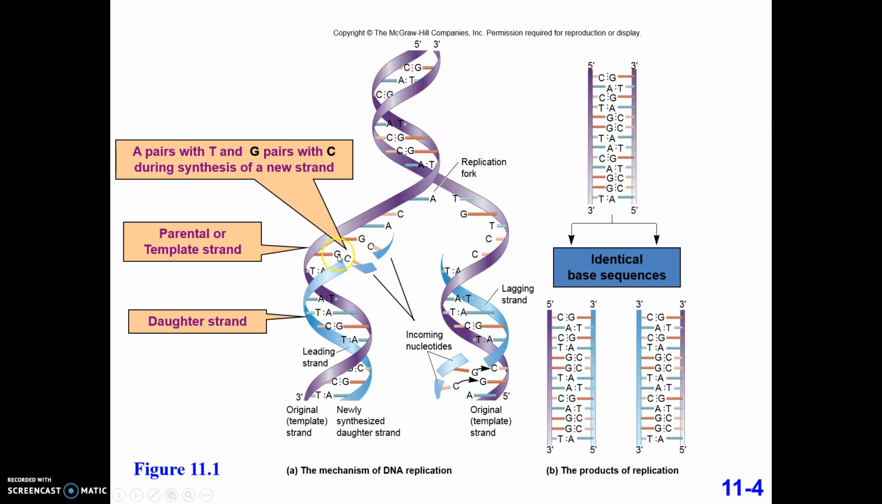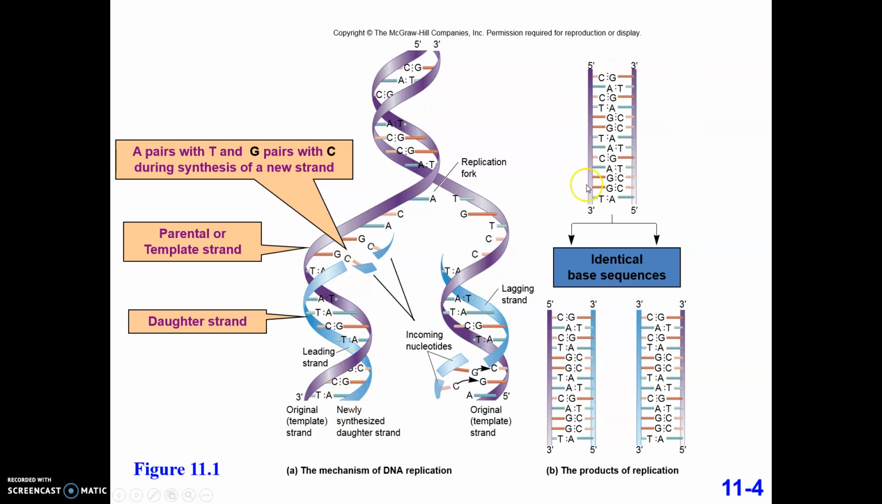So here's a C matching with a G, C with a G. Here we'd have a T coming in, a G coming in. And we have the same thing happening down here. So here's a C, we have a G coming in, C coming in to match with a G. And this allows two evolving daughter strands to be synthesized.